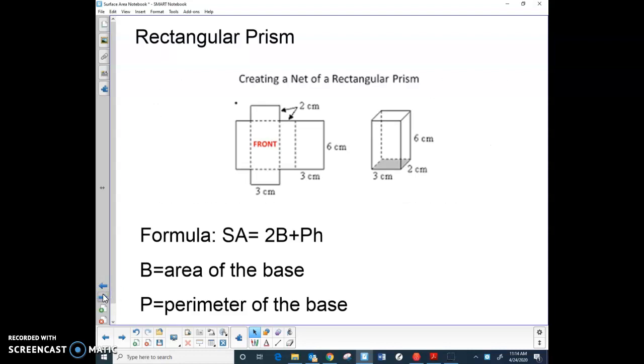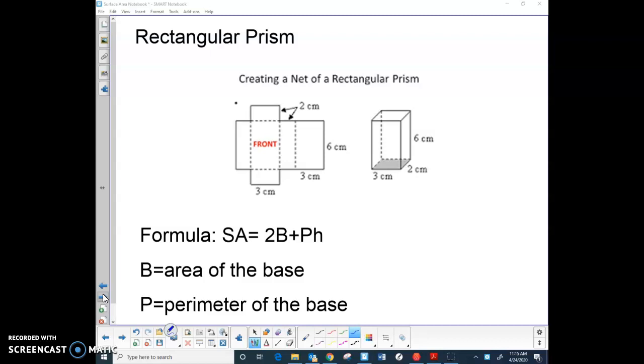All right, first we're going to take a look at a rectangular prism. So that's the three-dimensional shape on the right. And if we cut that box apart and laid it out flat, we have the shape to the left, which is called the net. All right, so the formula for the surface area of a rectangular prism is 2B plus Ph, where B is the area of the base and P is the perimeter of the base. So let's take a look at this two different ways. We're going to look at it using the formula and we're going to look at it using the net.